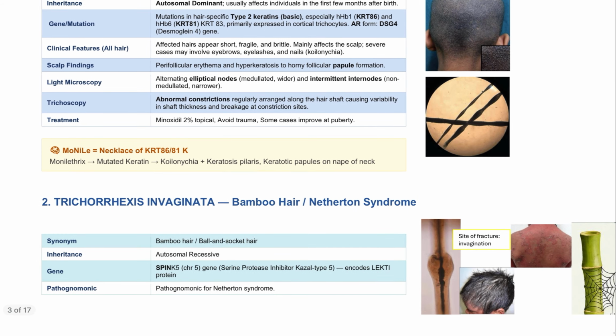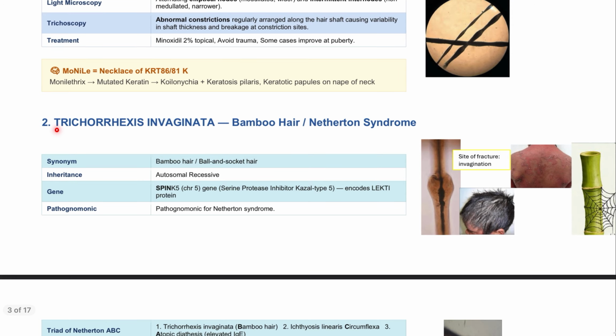Then moving on to the next fragility disorder, which is trichorrhexis invaginata. It invaginates like a bamboo. So this is a bamboo and we have a sprinkle net over the bamboo. So we remember the gene SPINK5 on the chromosome 5.